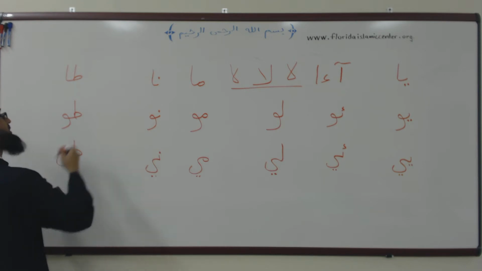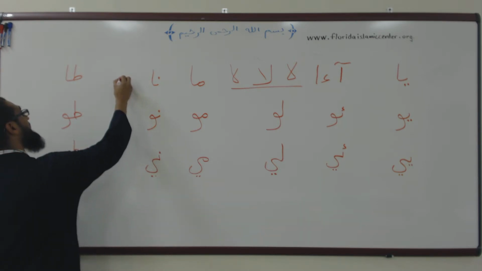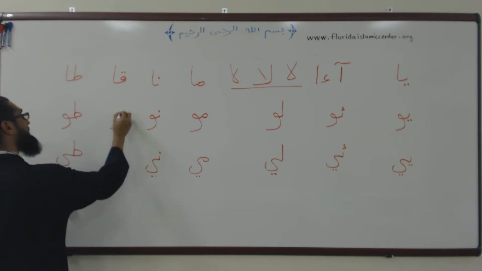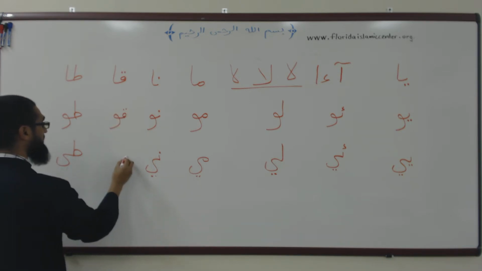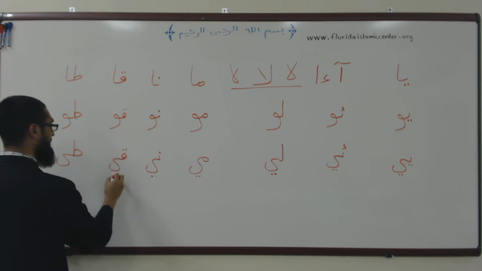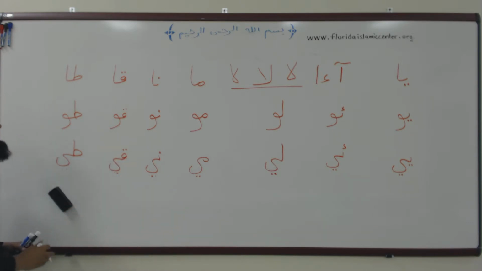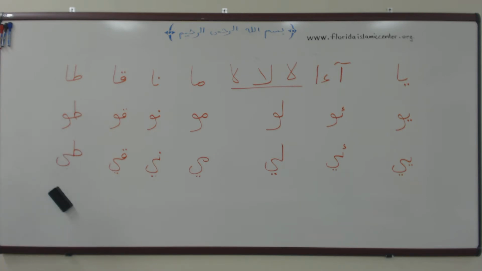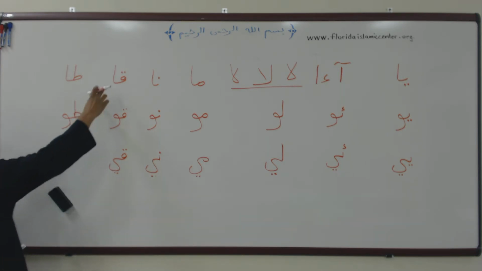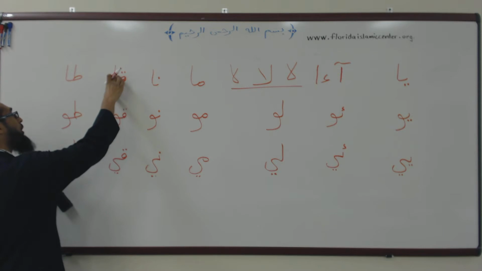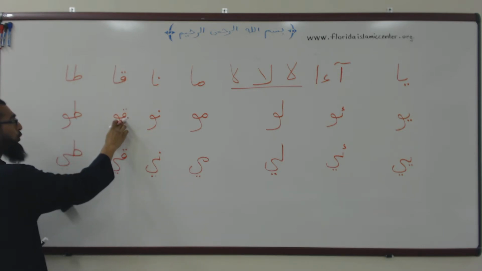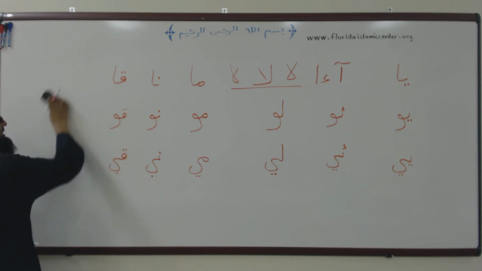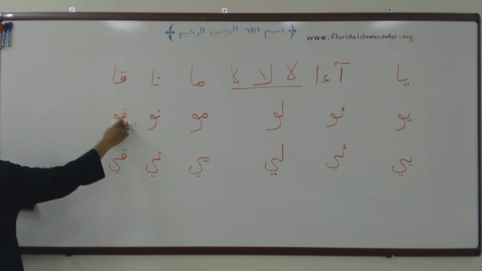Okay, what about this letter? Come on, guys. You guys should be quick at this now. What letter is that? That's fa. No, that's a qaf. Qa. Qaf is a round letter. Qa. What about this? Qu. Qi. Not ki, but qi. Qa, qu, qi.